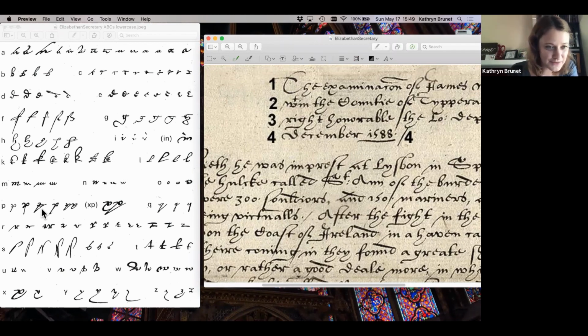We're going to go down here to where the R's variants are, and you can see there is an R that starts up top, goes down, up a little, down a little, and then back up again. So it's like a bucket shape, and that is a very typical secretary R.